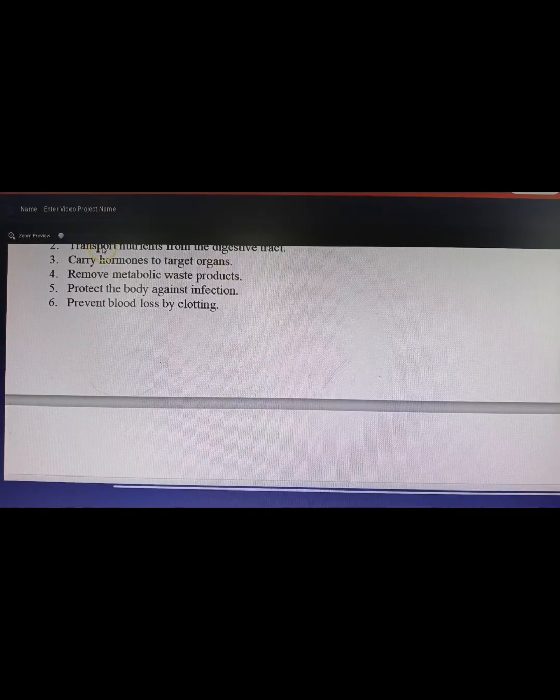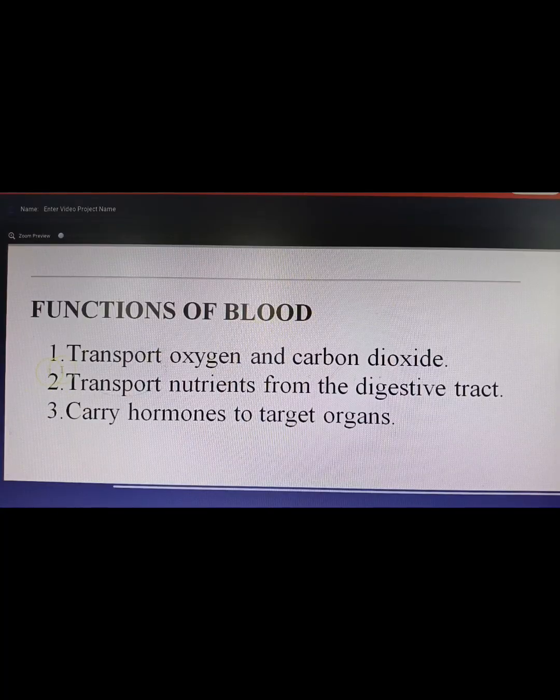Next we will see the functions of blood. First one, transports oxygen and carbon dioxide. Second one, transports nutrients from the digestive tract. Third one, carries hormones to target organs. That means blood picks up hormones from glands and then carries them through the circulation to the specific organs or tissues they are meant to act on.